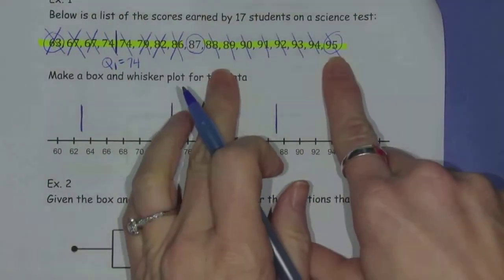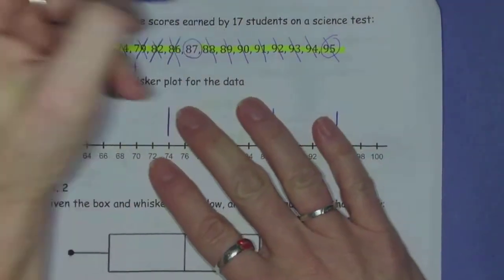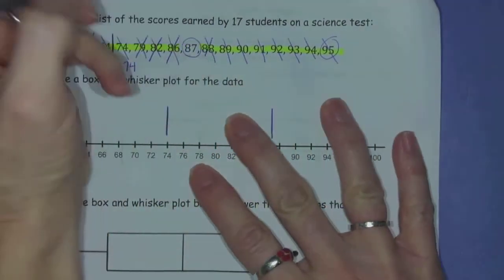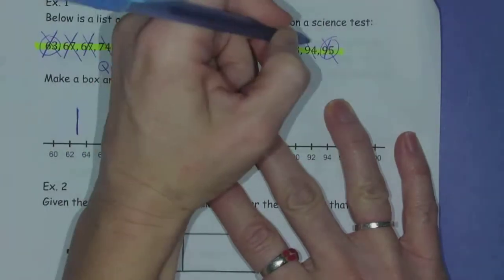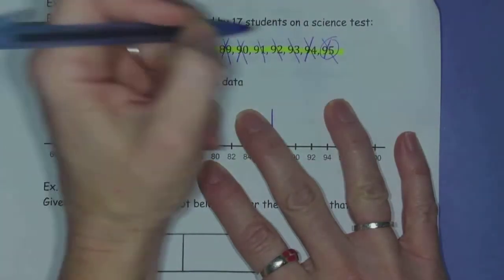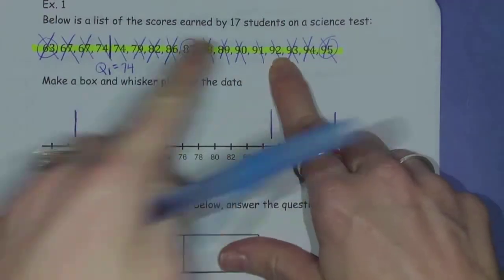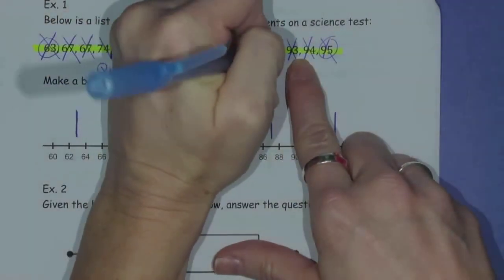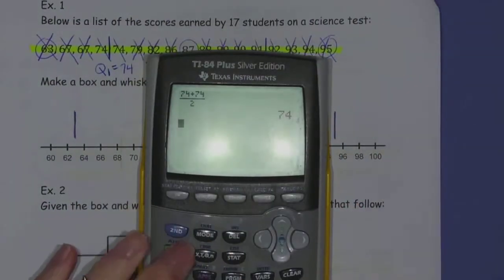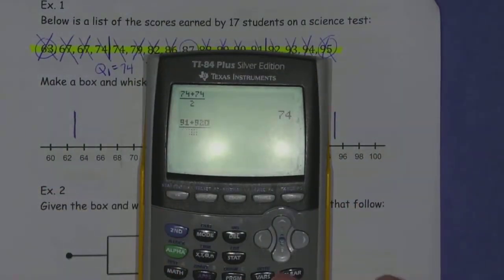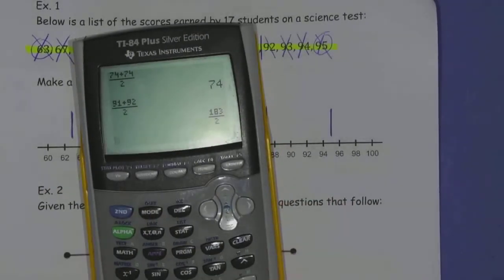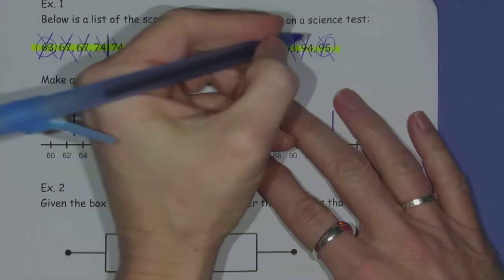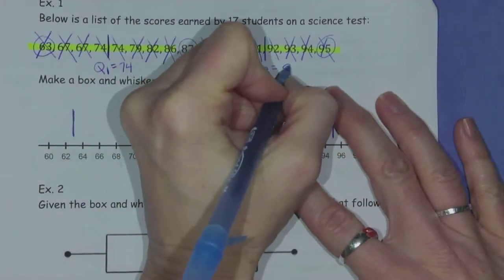And finally, if I go up top here above the 87 and start double crossing, I'm going to cross 88 with 95, 89 with 94, 90 with 93, and now I have 2 in the middle, 91 and 92, so I'm going to have to find the middle of those. So 91 plus 92 divided by 2 is 183, if you can see that, divided by 2, and 183 divided by 2 as a decimal, 91.5. So Q3 is 91.5.